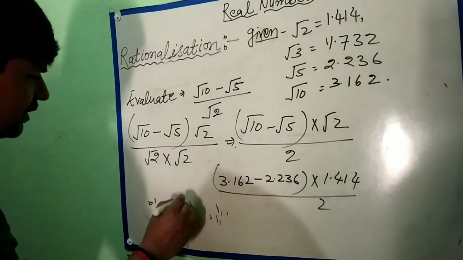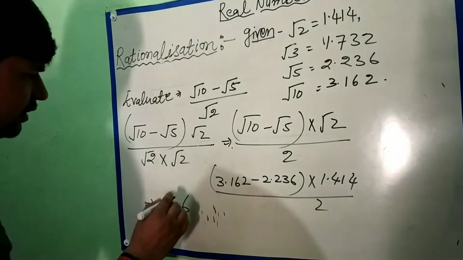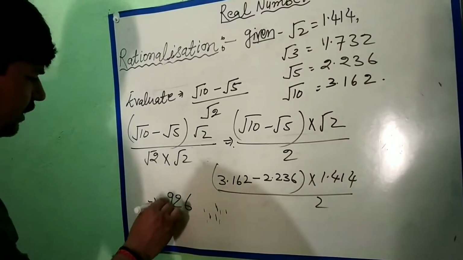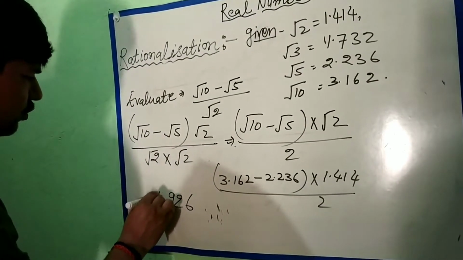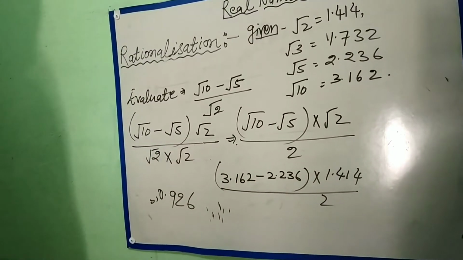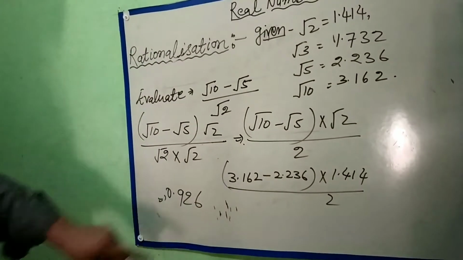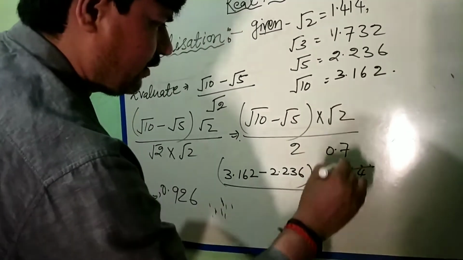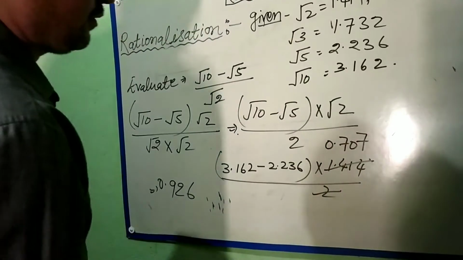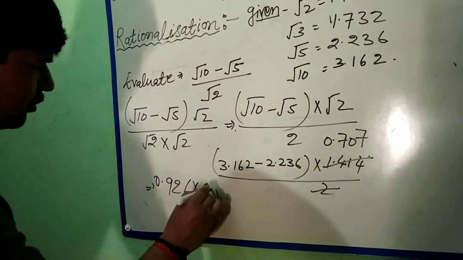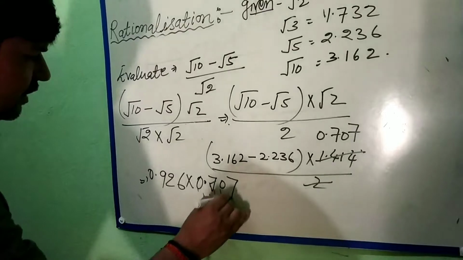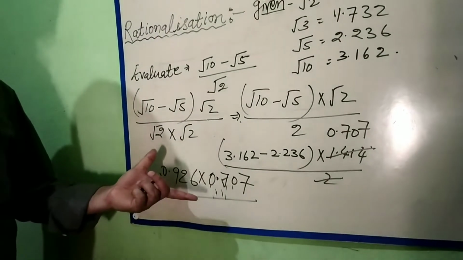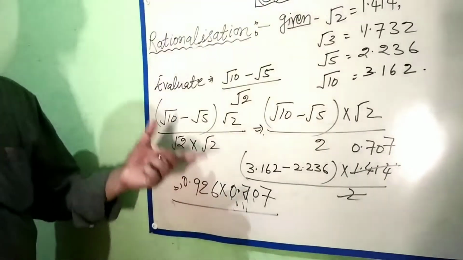So subtract that: 12 minus 6 is 6, 5 minus 3 is 2, 11 minus 2 is 9, and 2 minus 2 is 0. It gives 0.926, and we can reduce this value, 0.707, then multiply by 0.707, then multiply both of them to get the answer. You can multiply it. Is it clear?